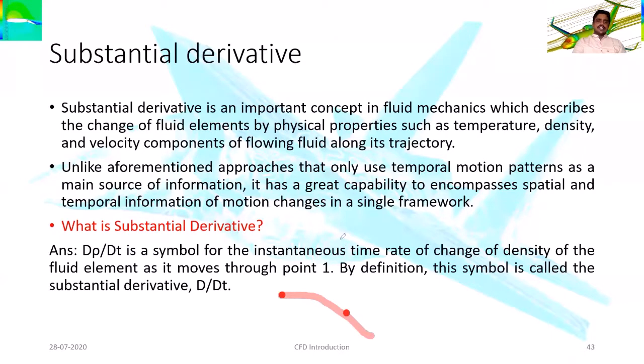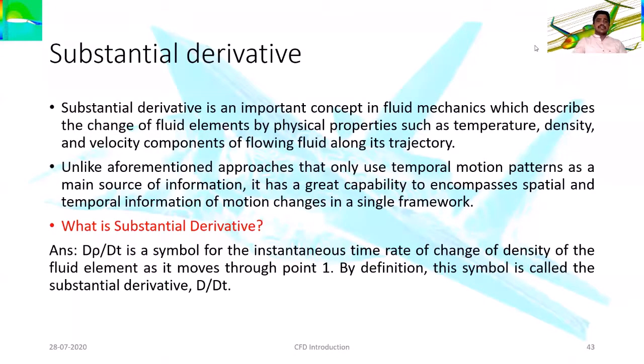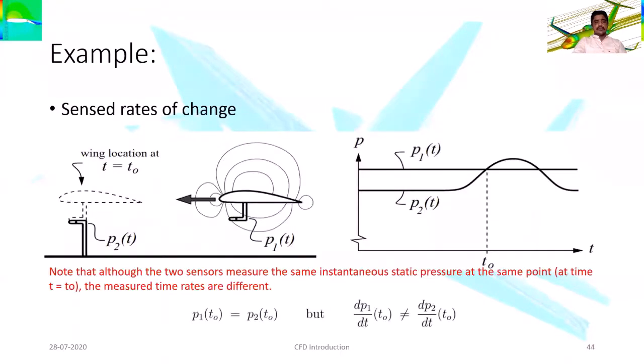So that is, the substantial derivative can be easily defined as d rho by dt, which is the rate of change of density with respect to time, or it can be any other variable like that. So we will discuss the substantial derivative better with an example.